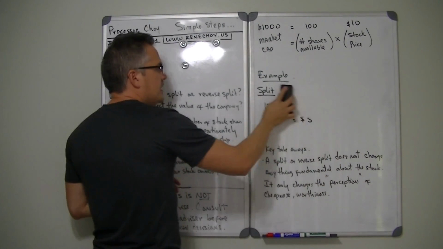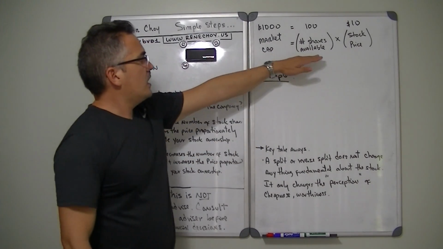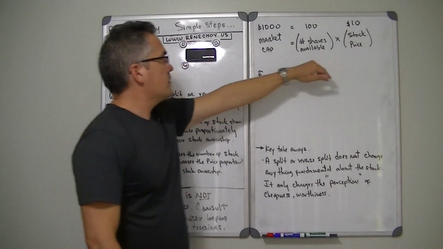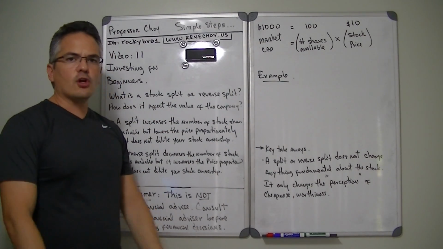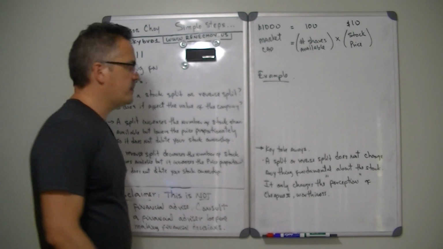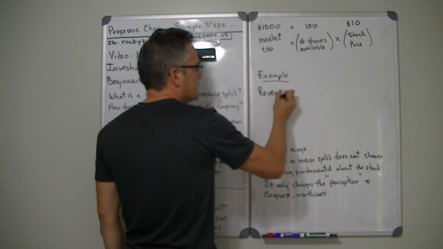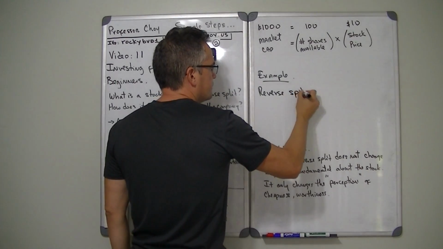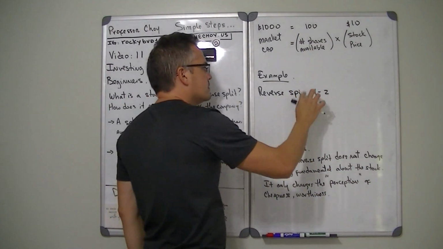So let's start with the beginning again. So let's say that we have again 100 shares, $10, and market cap of 1,000. Okay? And we're going to do a 1-to-2 reverse split.